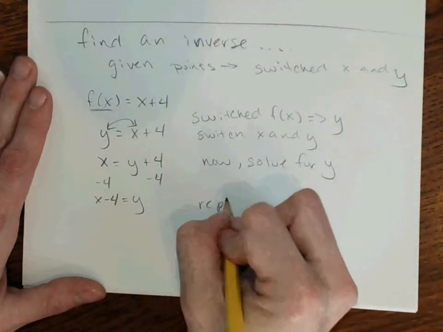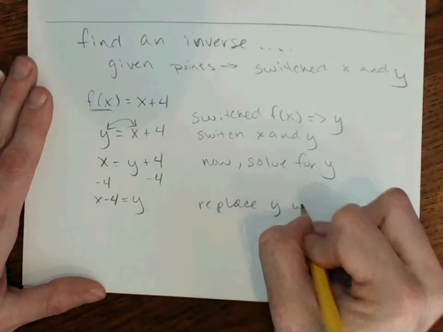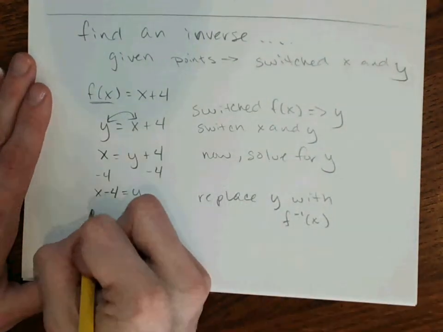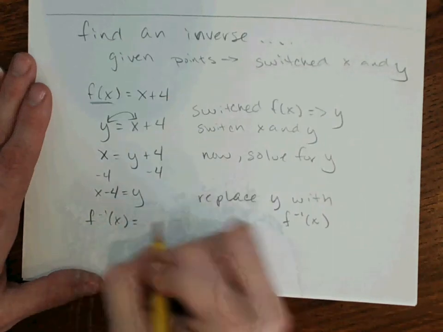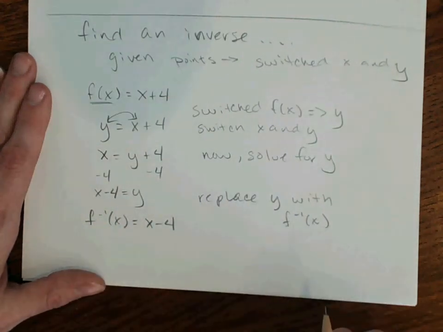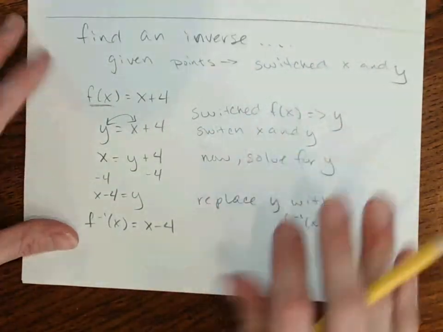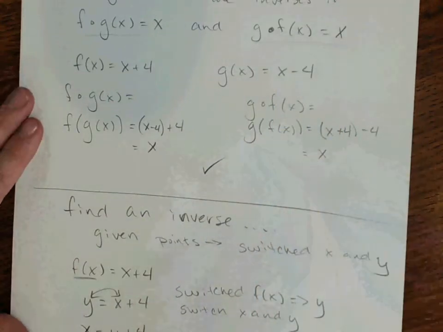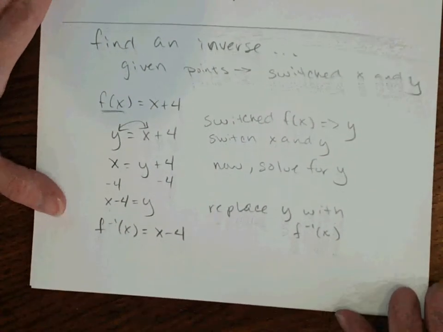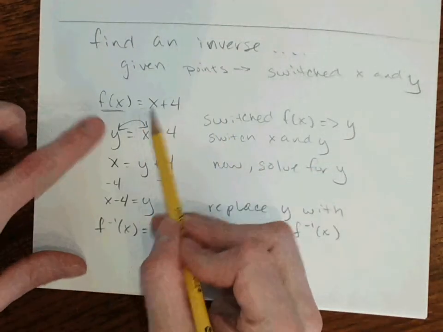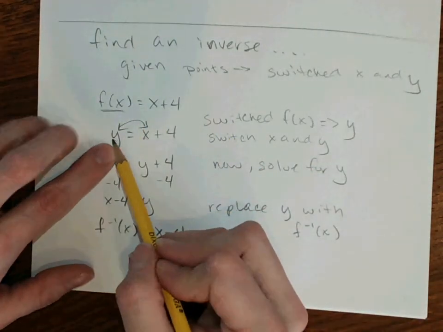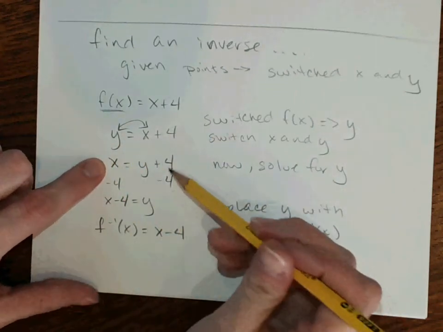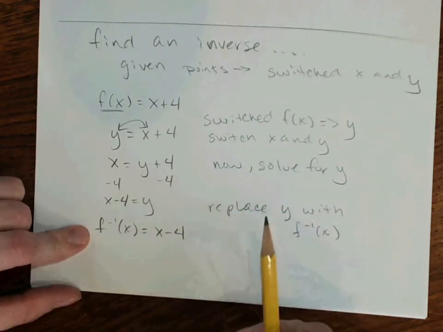And now I can replace y with f inverse of x. So I've got that f inverse of x is equal to x minus 4. And if we remember from up above, I had x plus 4 and x minus 4. Those were inverses of each other. Looking here, I was able to start off, I replaced my f of x with a y. That way it was easier to algebraically solve for. I switched them around, and then I got y all by itself, and I was able to have my inverse.